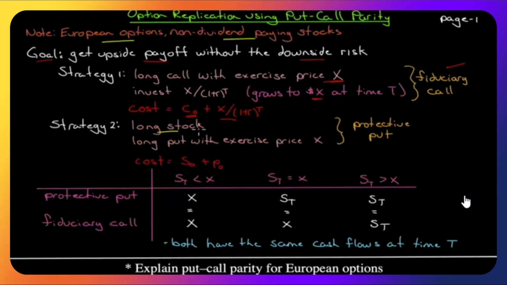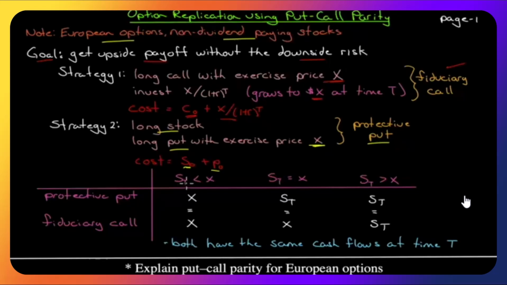Let's look at strategy two. Here we're just going to buy the stock and we're going to couple it with a long put with an exercise price at X. This is called a protective put. The worst that we can do is X. The best that we can do is the full upside of the stock position. It's going to cost us the stock, whatever we pay for the stock, plus the price of the put. Now let's see if we get the same payoff.